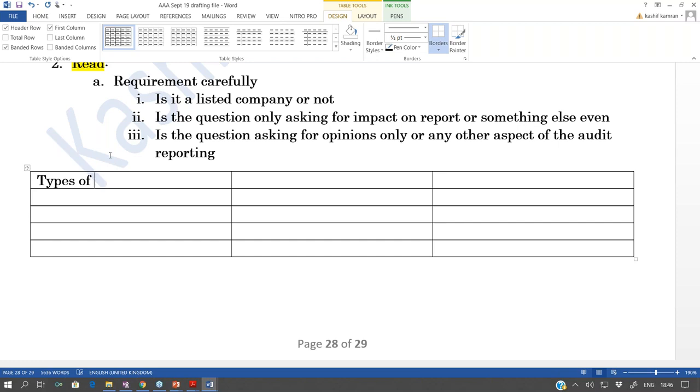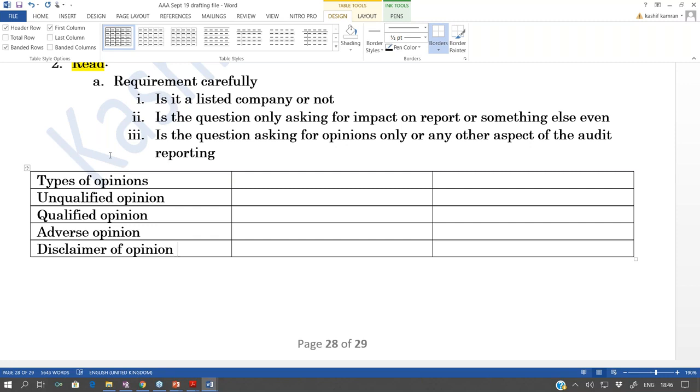Types of opinions. How many types of opinions do we have? Number one, an unqualified opinion. Number two, a qualified opinion. Number three, an adverse opinion. And number four, we have a disclaimer of opinion. These are the four types of opinions you should know.